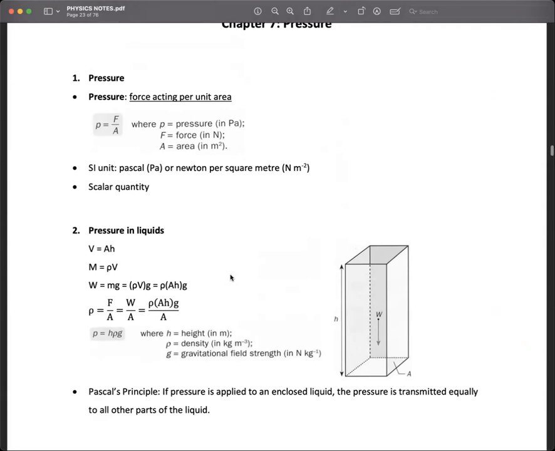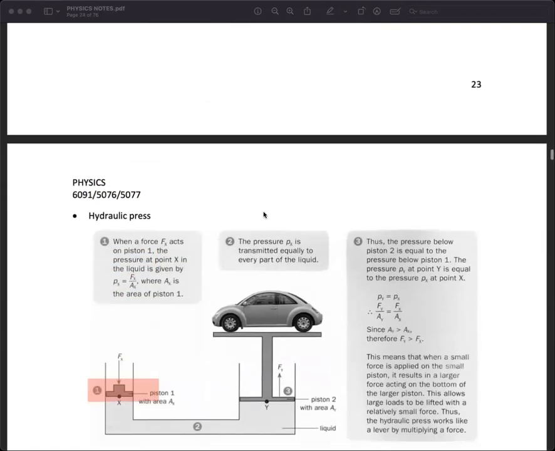Okay, so let me talk about Pascal's principle. You all need to know Pascal's principle. Pascal's principle says that if pressure is applied to an enclosed fluid, the pressure is transmitted equally to all other parts of the liquid. So what does this mean? Let me see whether there's any example here.